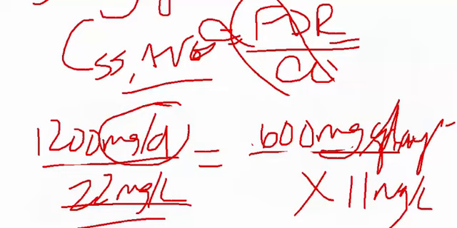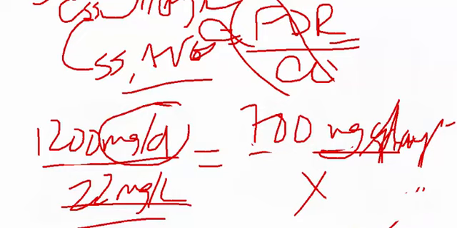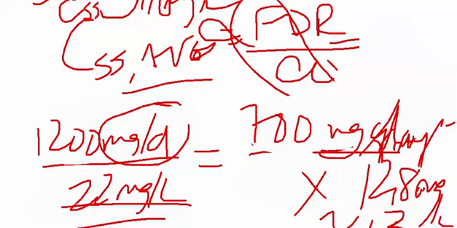Right? So at 300 milligrams, we're going to get a CSS of about 11 milligrams per liter. If we give 350 milligrams Q12, then this changes to 700 milligrams a day, right? So 700 times 22 divided by 1200. So the X is 12.8. So that's the same thing we got before, about 13 milligrams per liter. So those are your choices, just like we said before.